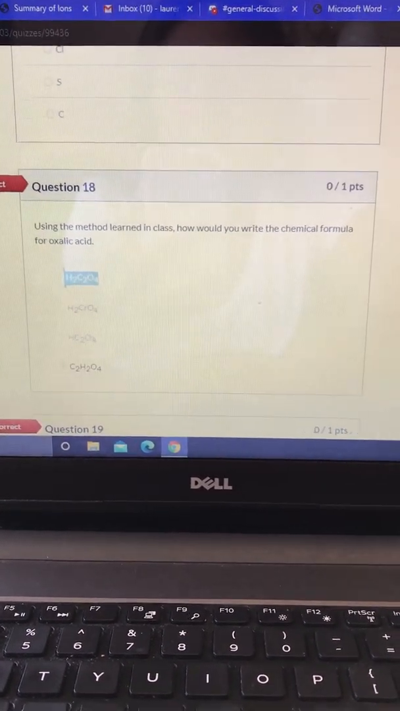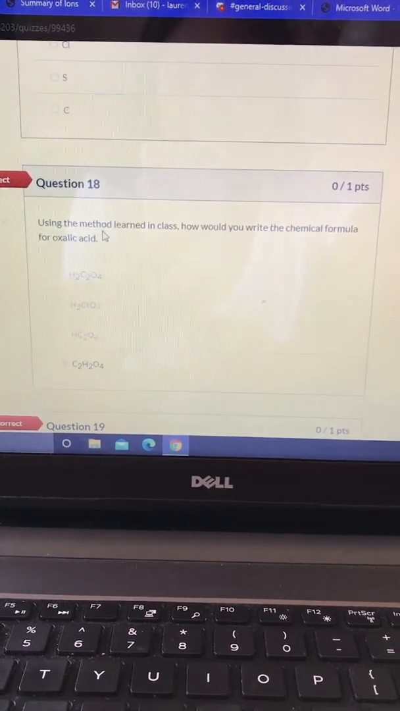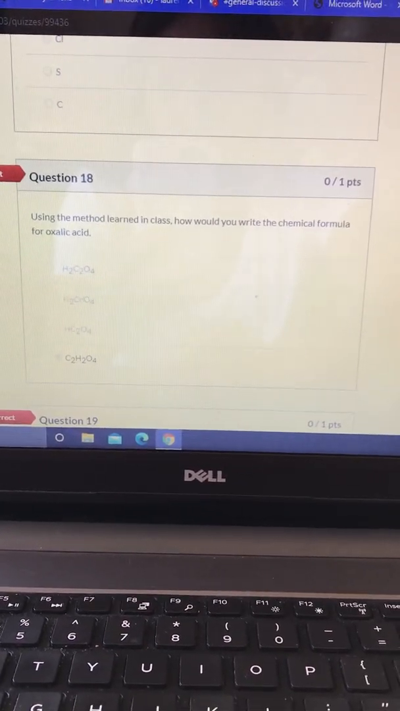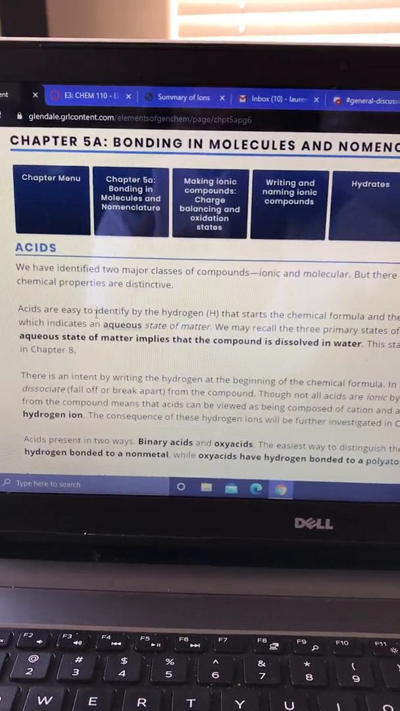Using the method learned in class, how would you write the chemical formula for oxalic acid? So to better understand this problem, we can take a look back at our textbook and define some things to help us reach our answer.